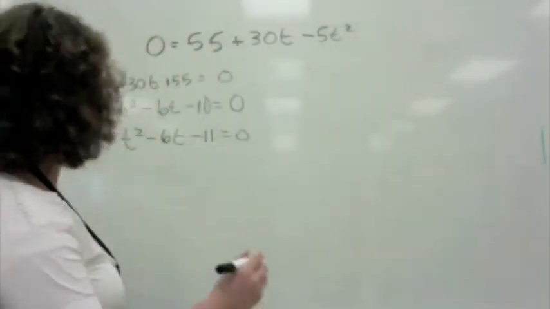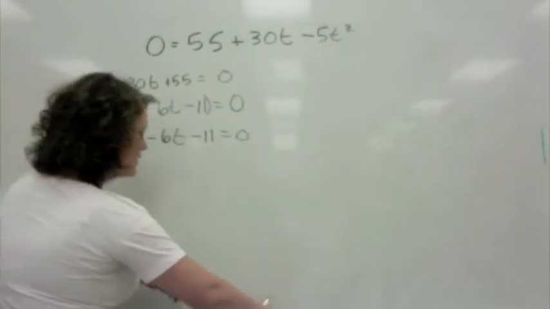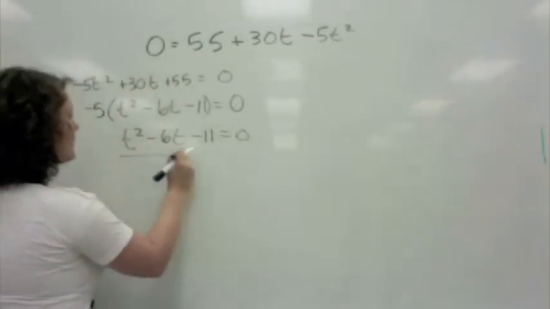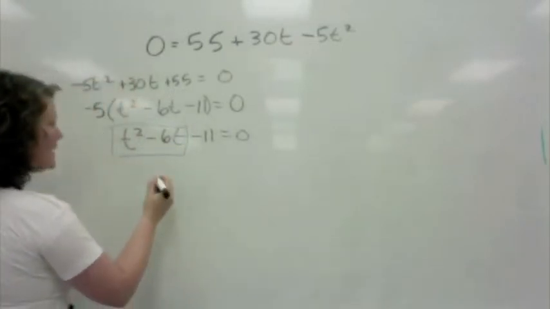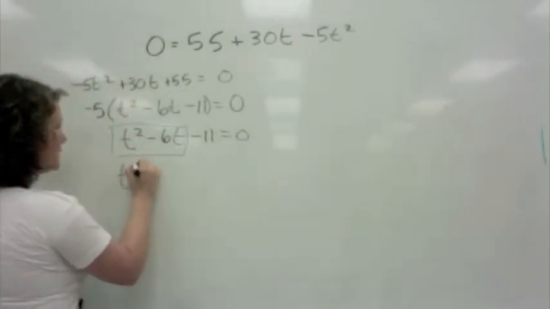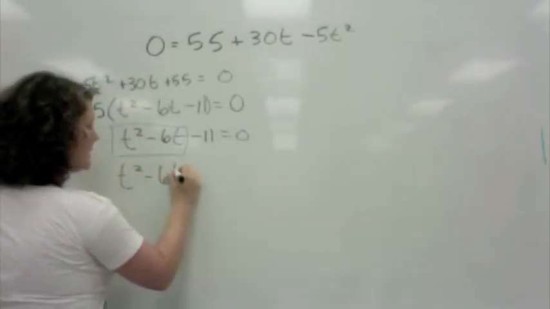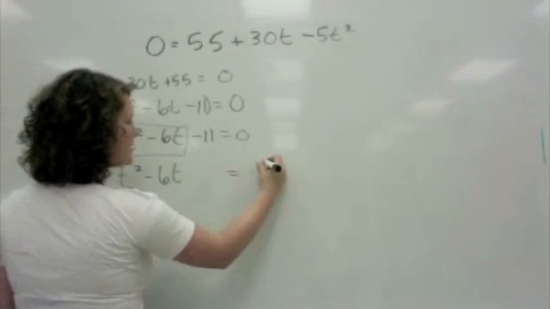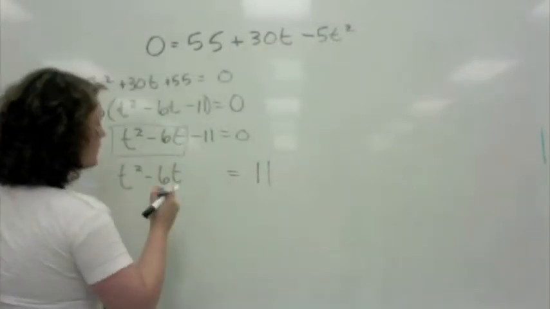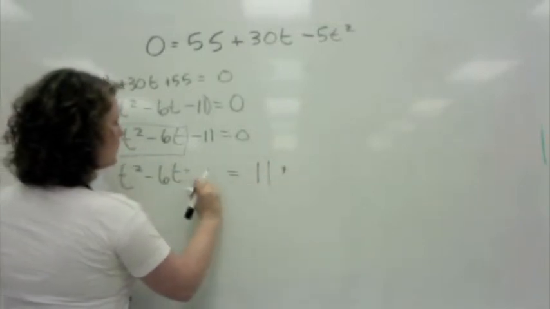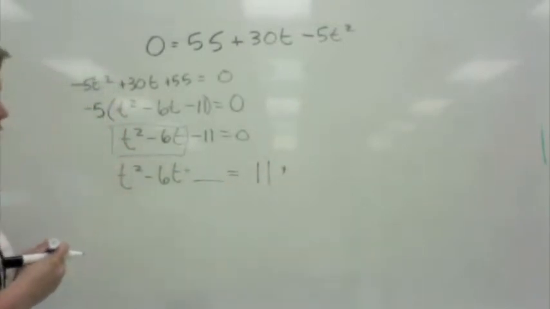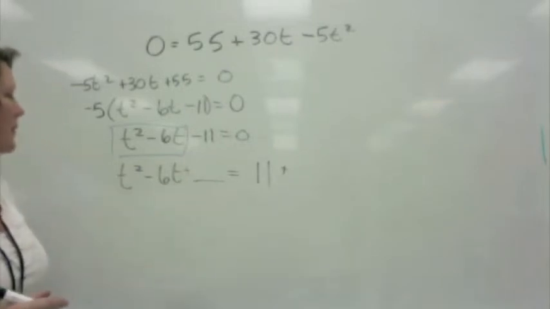So let's do that. What I want to do is isolate the terms with lettery bits, in this case t. So I'm saying t squared minus 6t equals 11. Now remember that cool thing that we did with the perfect square trinomials? What is something that will bring this to a perfect square?